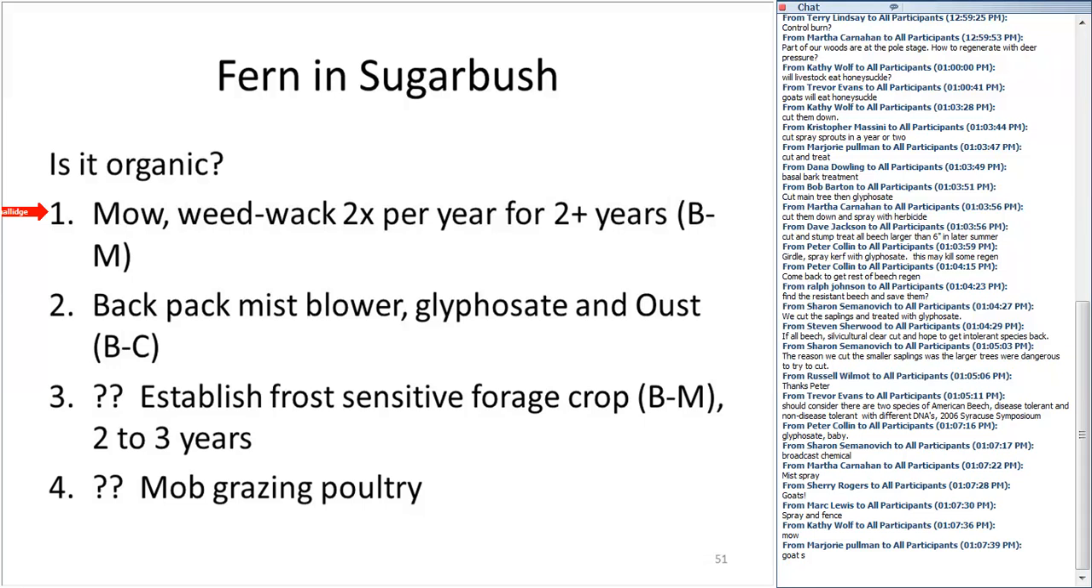You could go in and use something like a backpack mist blower or ground-based mist blower with glyphosate, the Roundup family. Mix in Oust, so a broadcast chemical treatment. The glyphosate takes out the foliar. The Oust is soil active and limits the resprouting from the root system or from seeds. It might be that you would follow up one or both of those treatments with a frost-sensitive forage crop, and I don't have any examples off the top of my head.